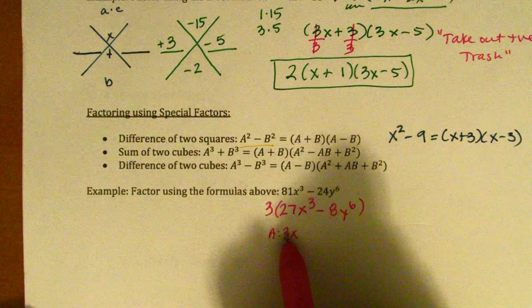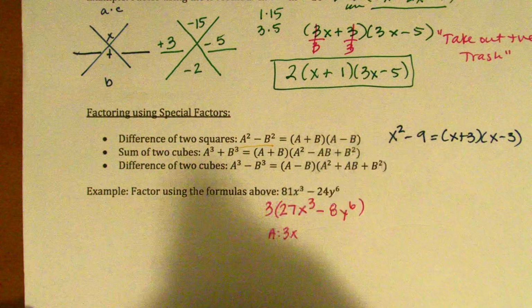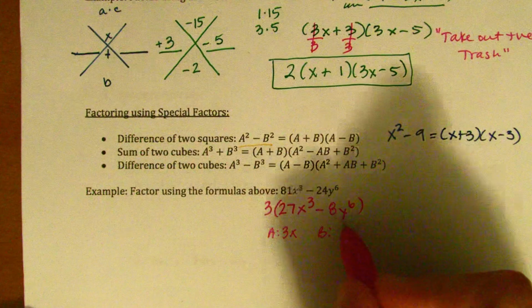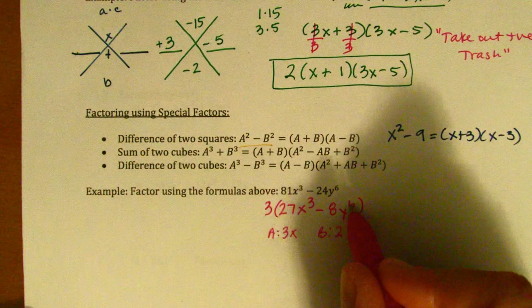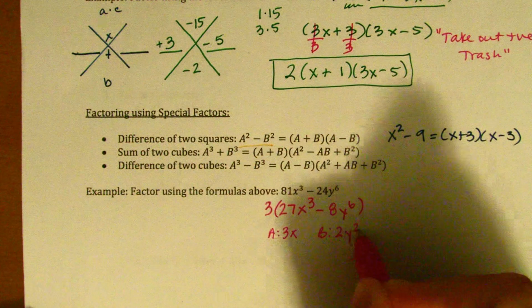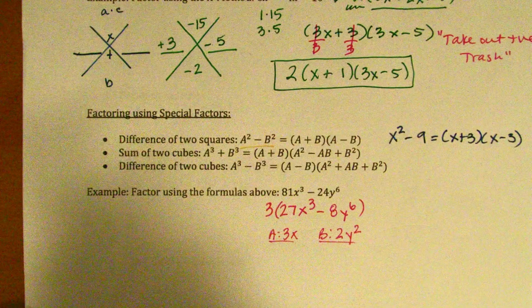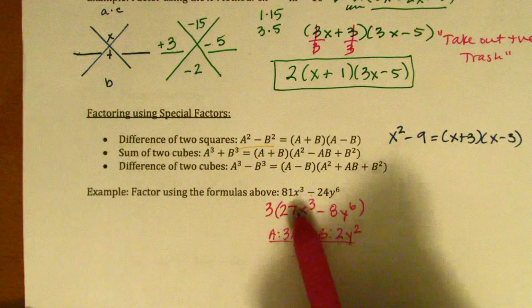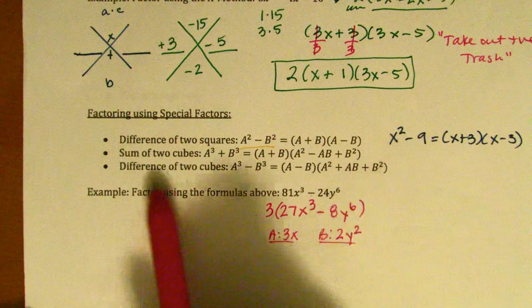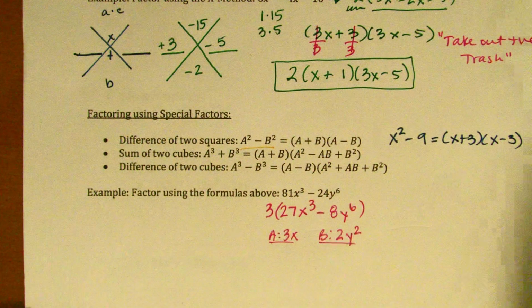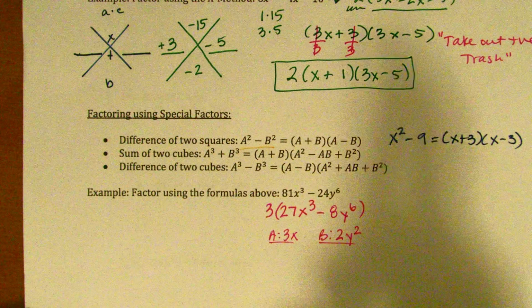The cube root of 27 is 3. The cube root of x cubed is x. And then my b value, well, the cube root of 8 is 2, and the cube root of y to the 6th power is y squared. Once I have my a and my b value, it's just determining which formula this goes with. And this is a perfect cubed and subtraction. So I'm using this bottom formula here. Once I have my a and b values, I'm just plugging it into that formula.